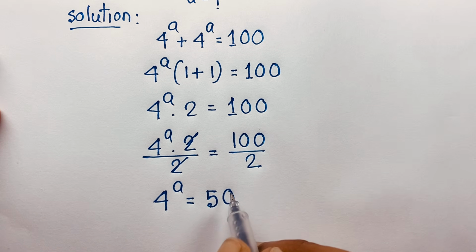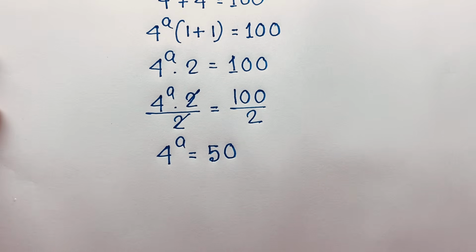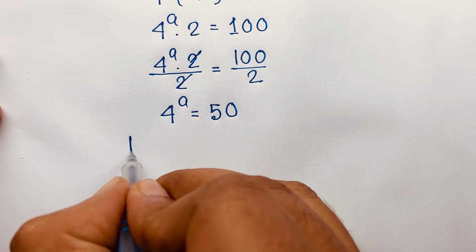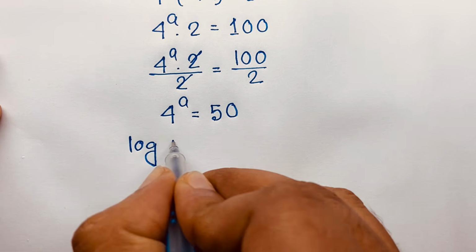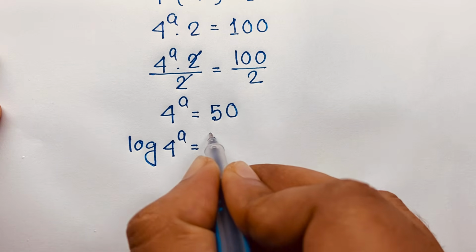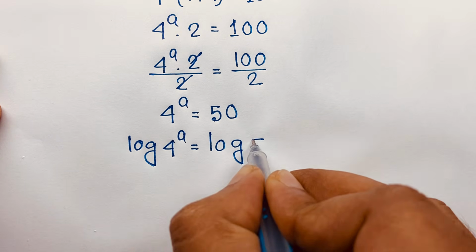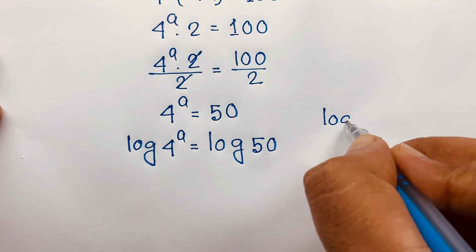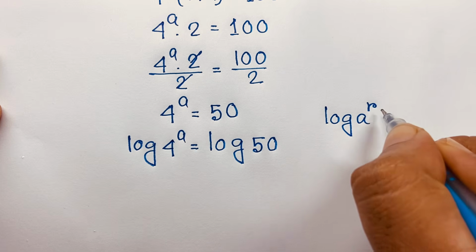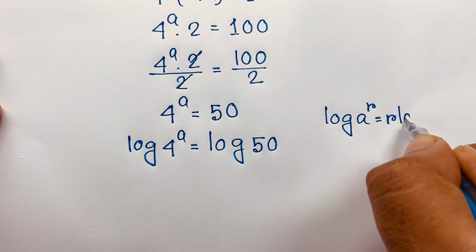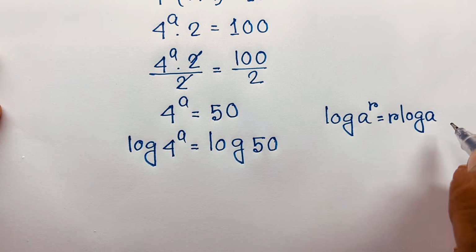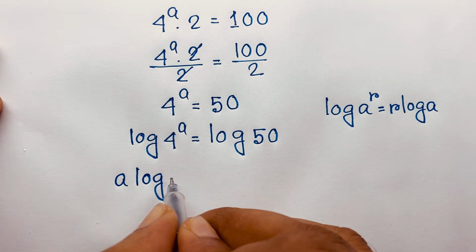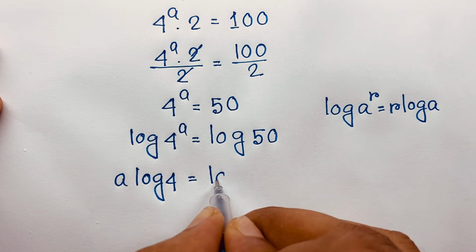So we find a nice exponential equation. This is 4 to the power a is equal to 50. Now I take the natural log of both sides. So log 4 to the power a is equal to log 50. Then we know that log a to the power r is r log a, I apply this math formula here, so it will be a log 4 is equal to log 50.